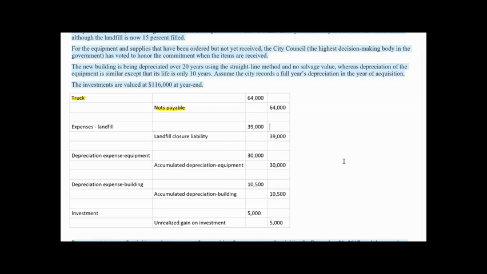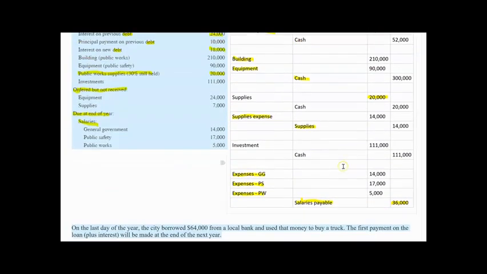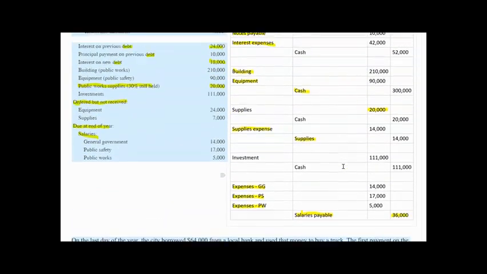Okay, so here we need to recognize two depreciation expenses. First, for the equipment, we debit depreciation expense for equipment 30,000 and credit accumulated depreciation 30,000. That's 10% of the total 300,000 original cost of the equipment. While for the building, we debit depreciation expense for building and then credit accumulated depreciation for building, which is 10% of the original purchase cost of the building. That's 210,000.